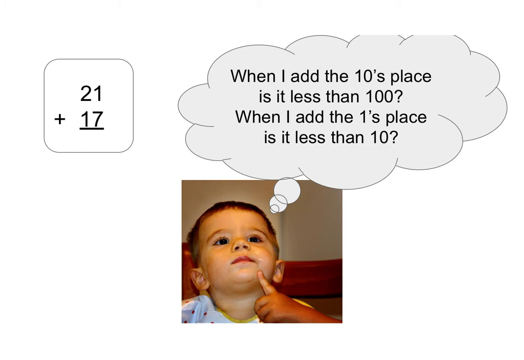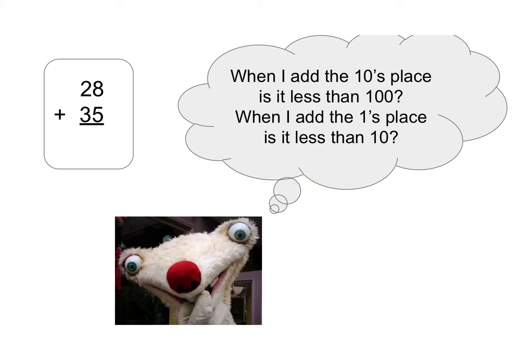The next problem, 21 plus 17. Do a quick look at the tens place. Is it less than 100? Absolutely. Is the ones column less than 10? Yes, it is. So we're going to quickly add 20 plus 10 equals 30. 7 plus 1 is 8. So it's a no strategy needed. If those columns do not equal 10 or 100 or 1,000, then you can just add each column.